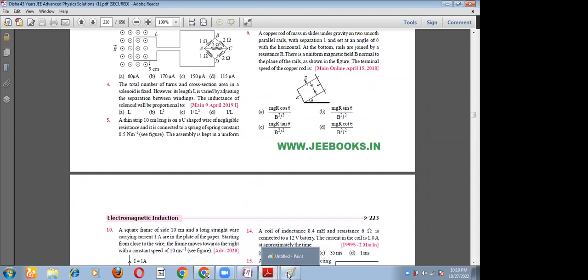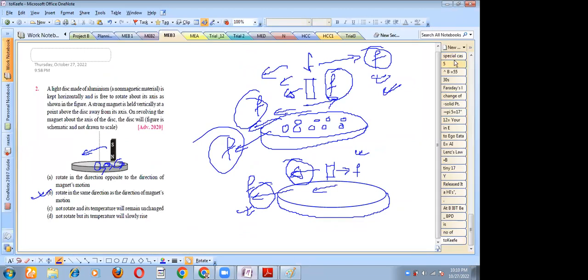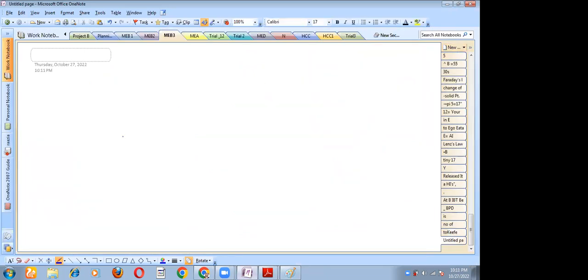That is motional EMF. Motional EMF, that is the concept now. A difficult concept to understand. First, we will go through the concept and then the questions based on motional EMF. So we already have the basic idea of motional EMF.